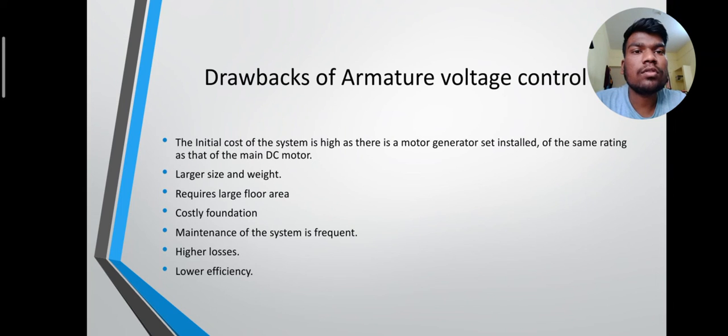The initial cost of the system is high, as a motor generator set of the same rating as the main DC motor must be installed. Larger size and weight require a large floor area. Costly foundation, frequent maintenance of the system, higher losses and lower efficiency.